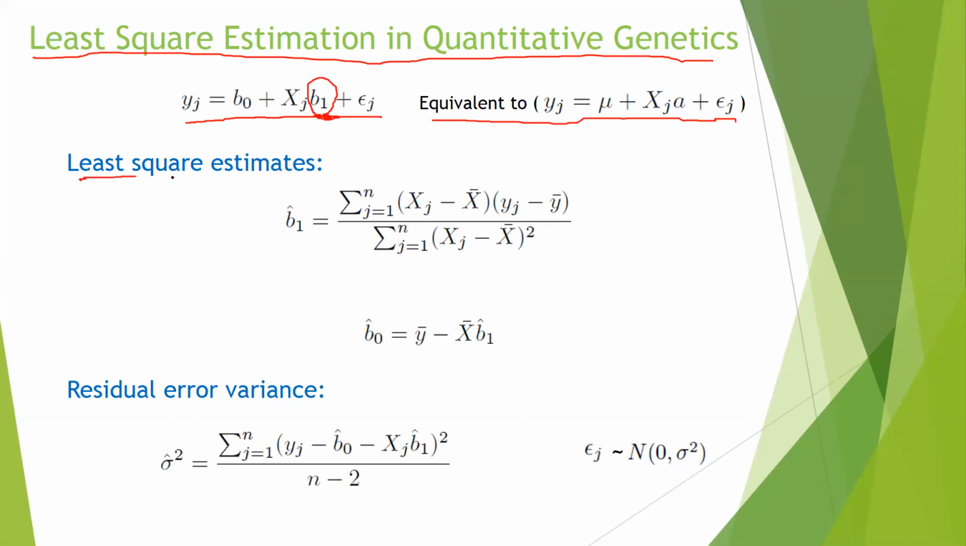In least squares, we use this formula to estimate the B1. So why do we need to estimate the B1? By the way, I'm trying to make you think about the previous material we learned. So why do we need to estimate the B1?